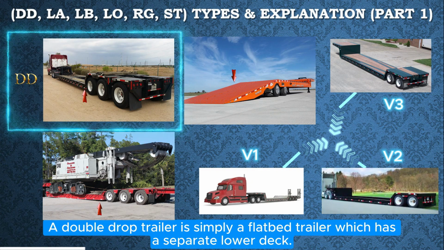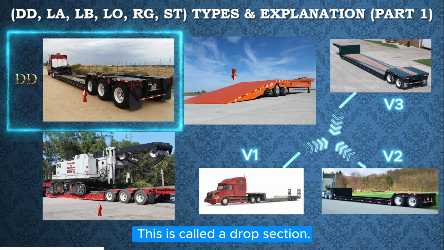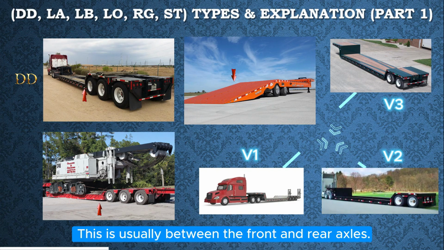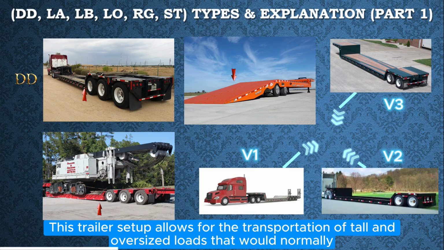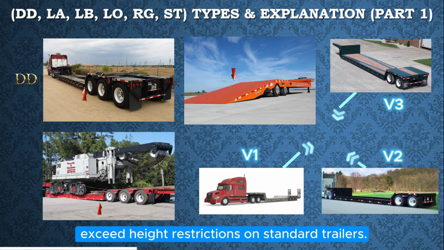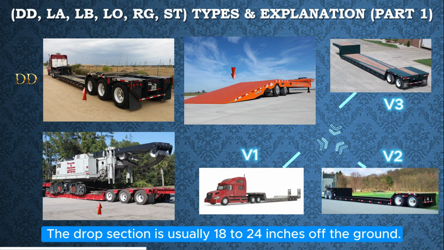A double drop trailer is simply a flatbed trailer which has a separate lower deck. This is called a drop section. This is usually between the front and rear axles. This trailer setup allows for the transportation of tall and oversized loads that would normally exceed height restrictions on standard trailers. The drop section is usually 18 to 24 inches off the ground.